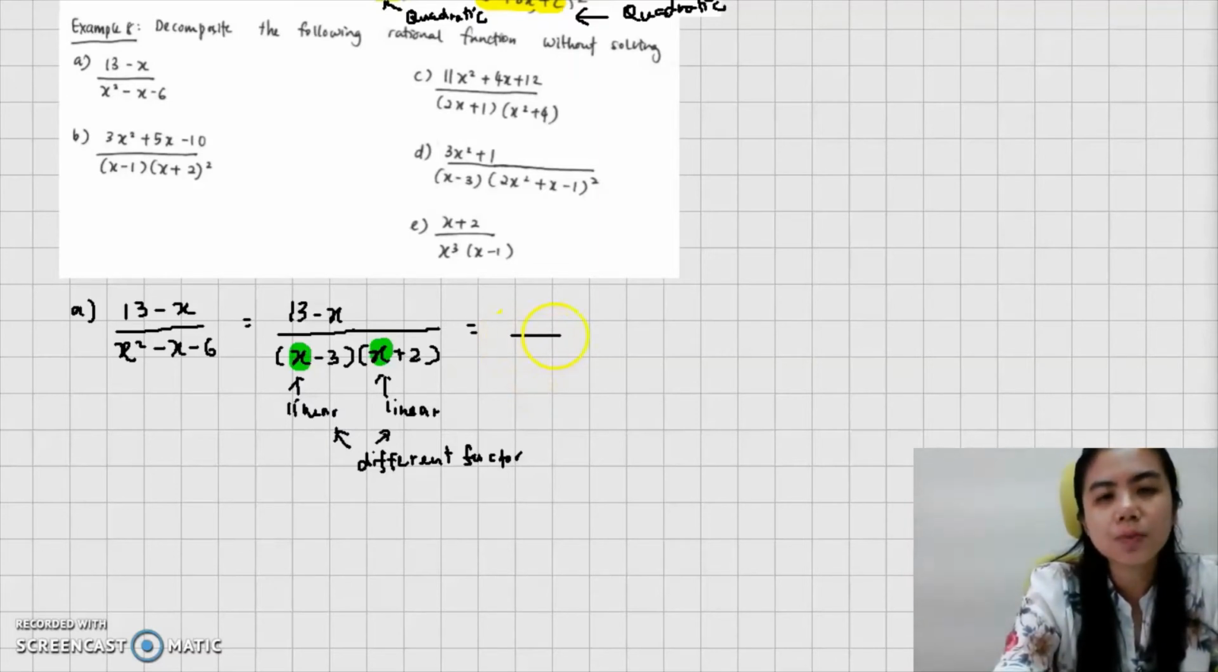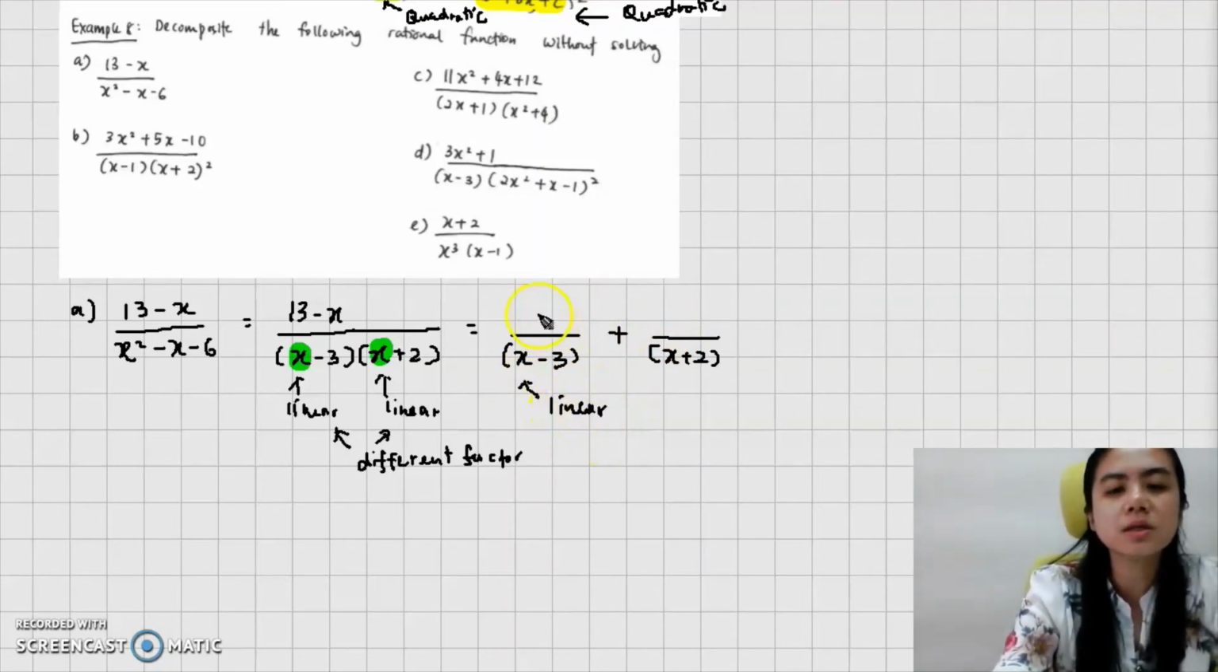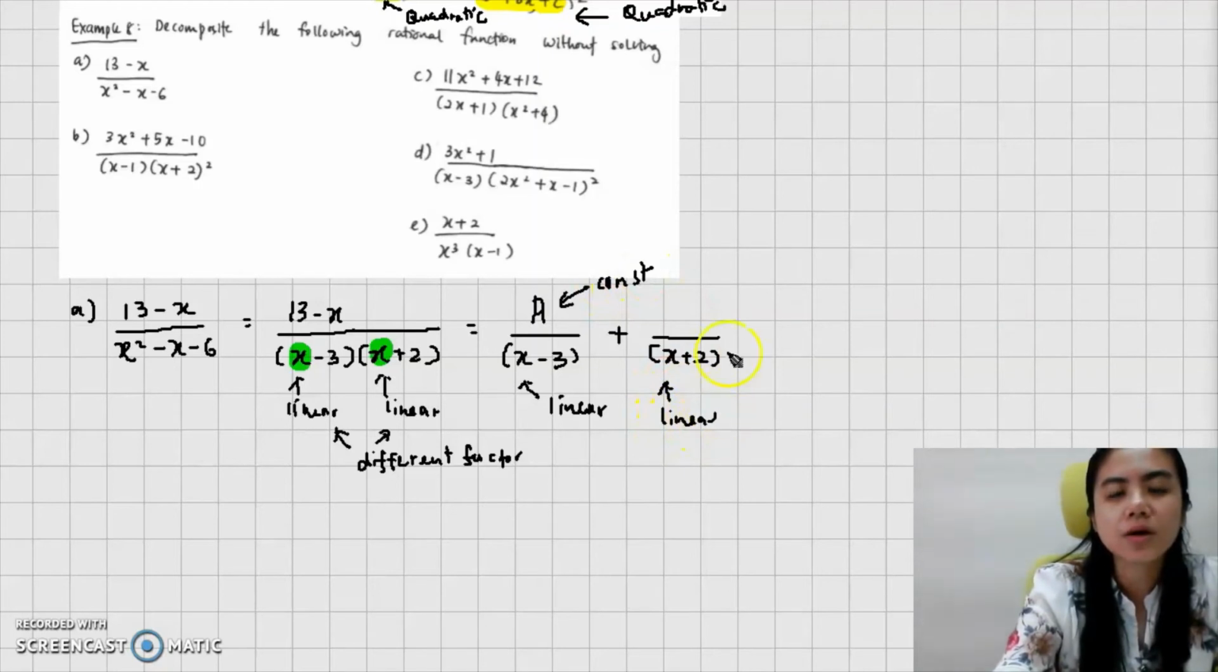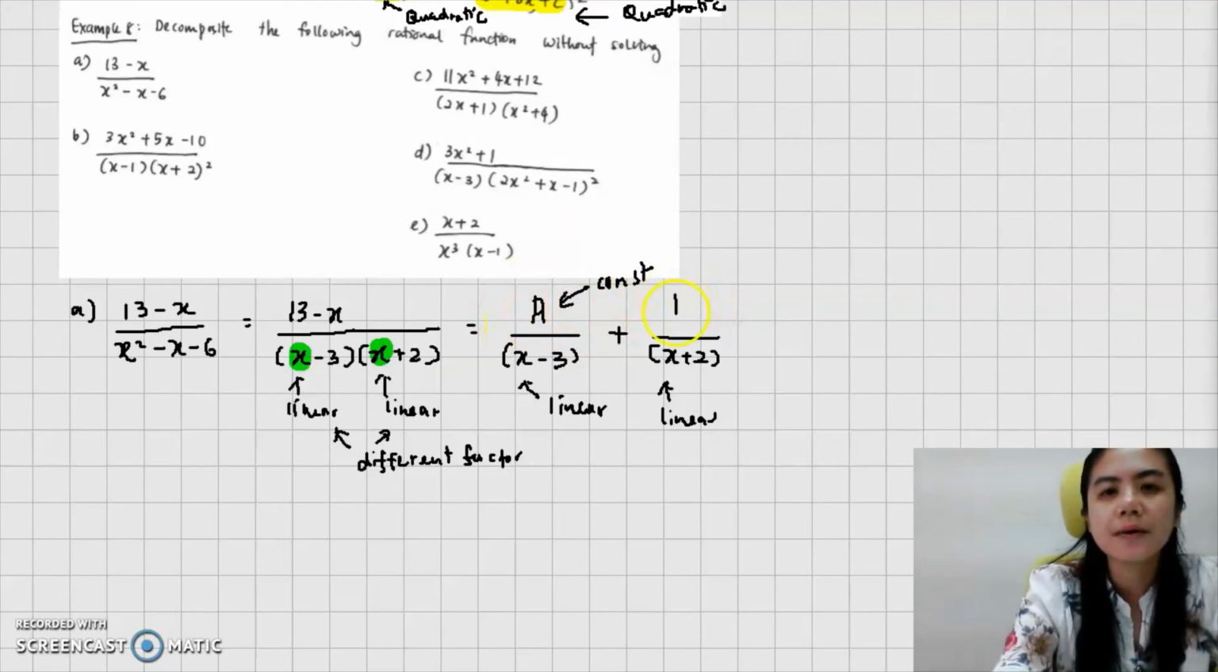So what you have to do is just split the factors. You have x minus 3, and you join them with a plus. You have x plus 2 here, so you have two denominators with different factors. And then on the top, because it's linear, the top must be a constant, so this must be a. And this is linear also, and on the top must be a constant. We cannot use a anymore because it has been used here, so it will be b.